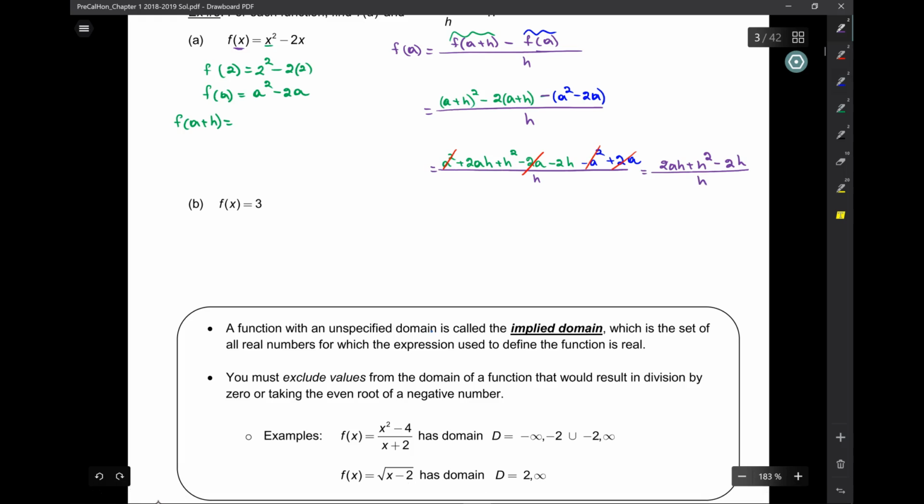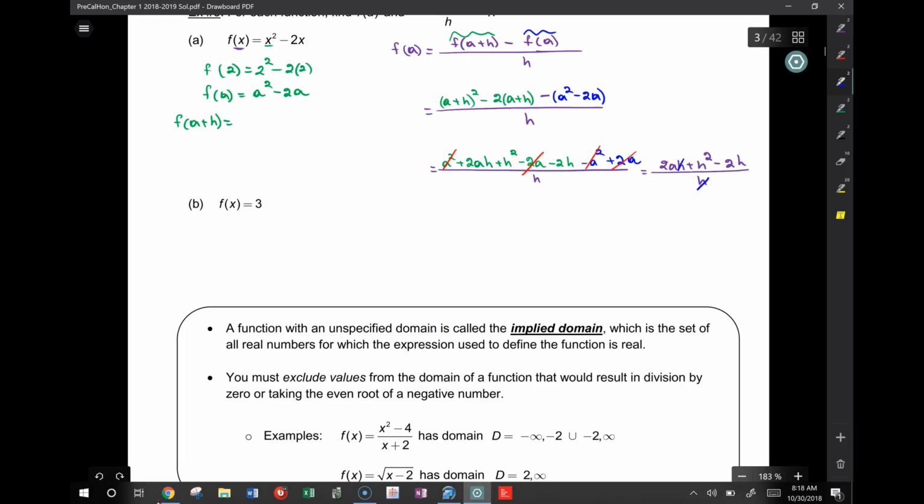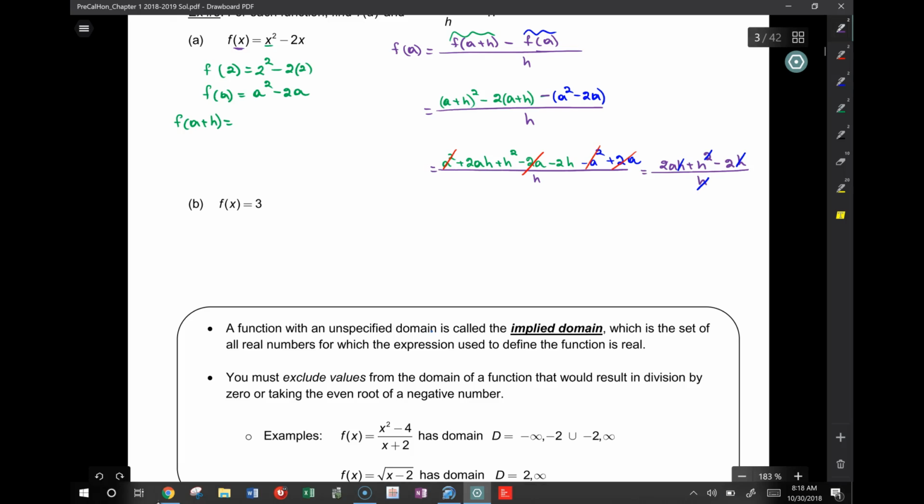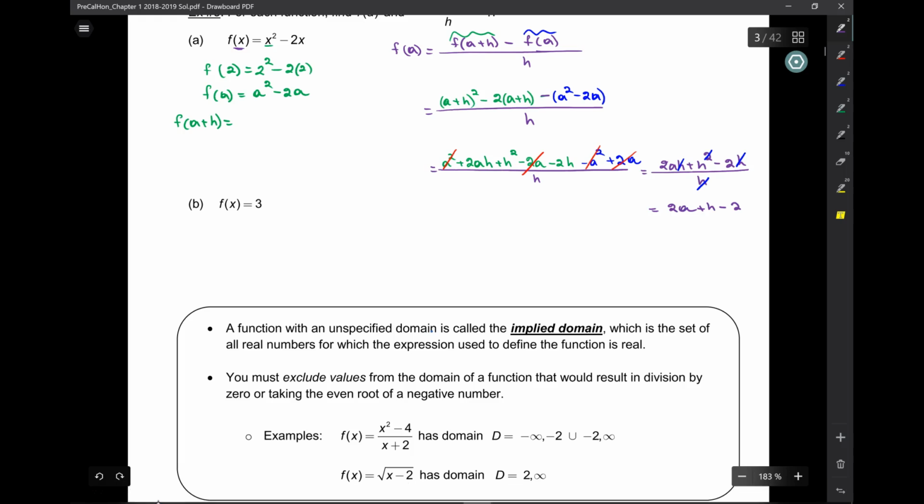You can factor out a 2, but look, you have an h in the denominator. Does an h appear in every single term of the numerator? Yes. How many h's on the bottom? 1. You can cancel out 1h from every single term of the numerator. 1, 1, 1, 1. You couldn't do this if one of the terms didn't have an h. So finally, this is 2a plus h minus 2.